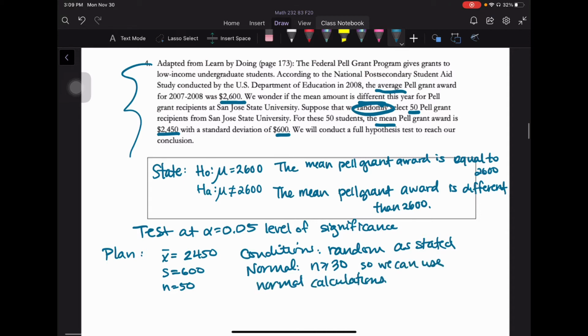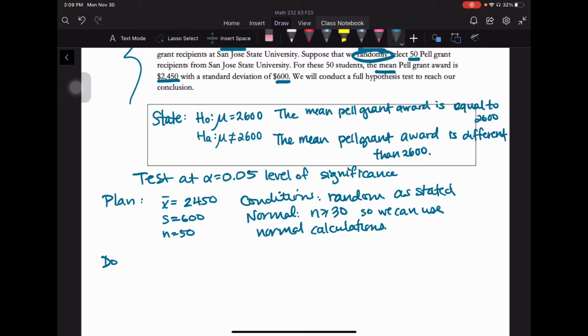Moving on to the do portion, this is where we're going to actually calculate the test statistic. Since we don't know our sigma, that means we use our t statistic. So we're going to do a t-test where t is equal to x bar minus mu over s divided by the square root of n. And then we're going to get a p-value for that. We're going to use StatCrunch to get our p-value. But let's recall what our degrees of freedom are. Our degrees of freedom is equal to n minus 1, which is 50 minus 1, or 49.